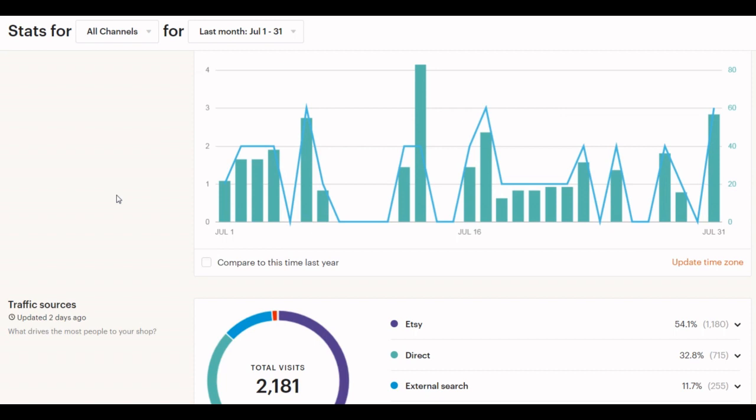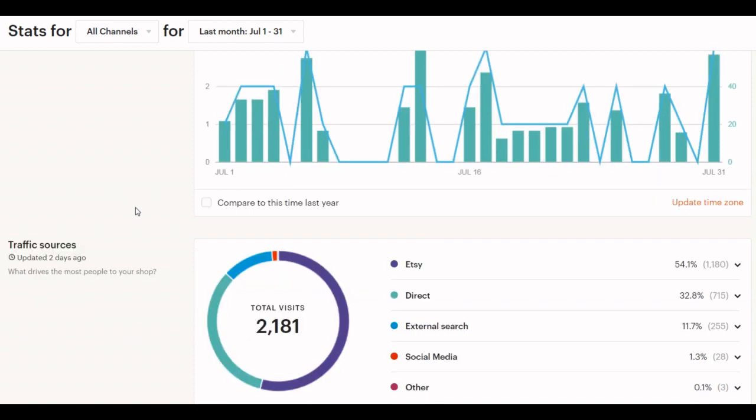Now, as you can see, this is the total number of visits, just a bit over 2,000. 54% directly from Etsy, direct traffic 32%, and then external search and social media are the other about 13%. Now Etsy is doing really great, and this has been hovering around just 50. This month it's jumped up a little bit, a few percentage points, which is really good.